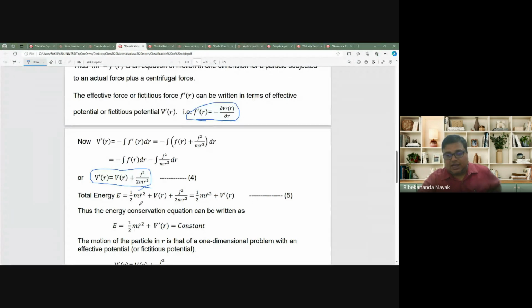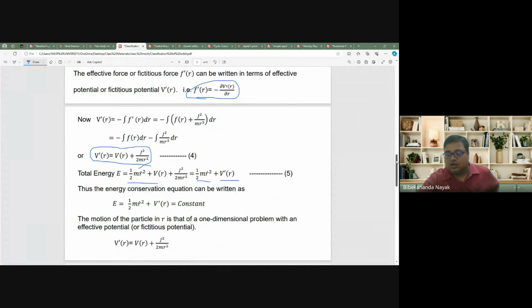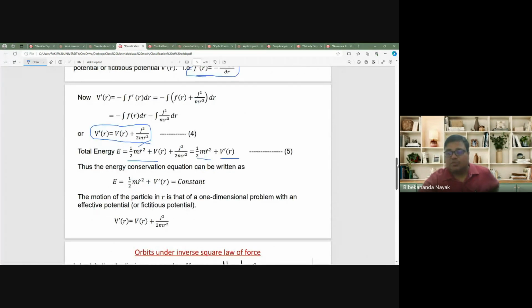The total energy E becomes half m r dot square plus V prime r. It is just like a single particle system: kinetic energy of the particle and potential energy of the particle. In this way, we can find the effective potential for an orbit.